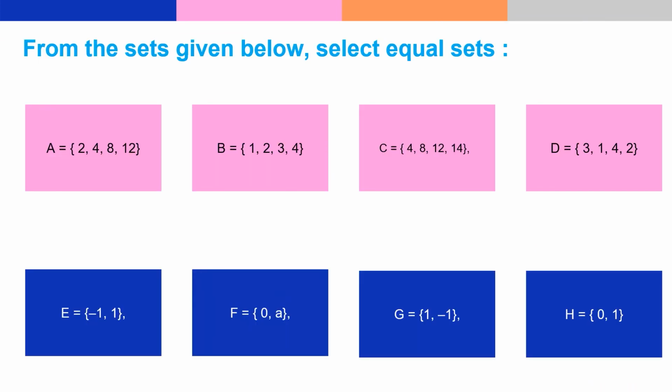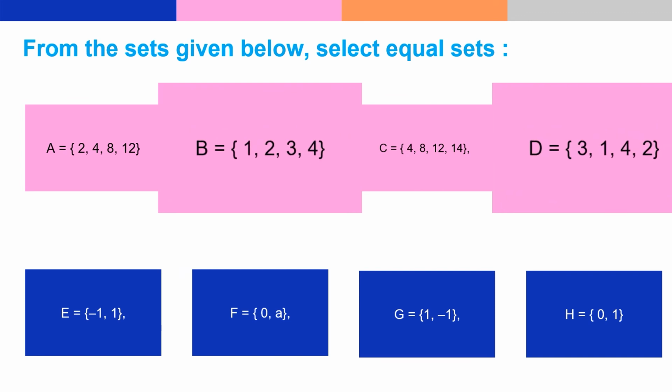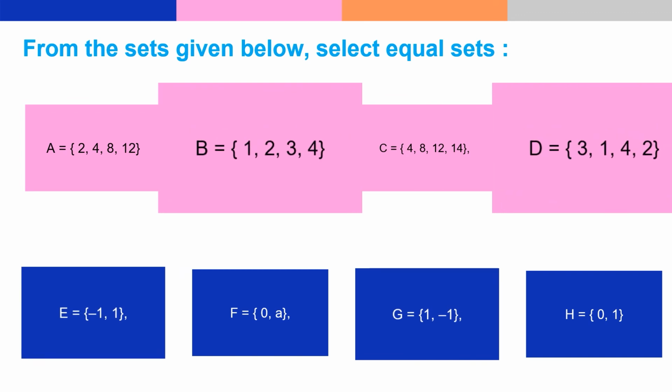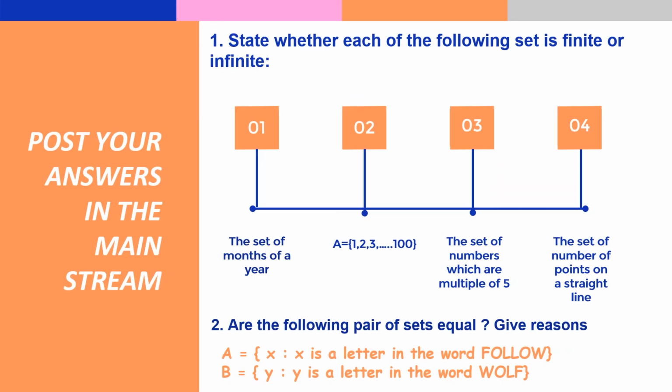Super. Question. From the sets given below, select equal sets. There are 8 sets given to you. You have to select which sets are equal. Just don't see it as pink with blue. You can see it as 8 sets together, and you need to identify which are equal sets. Can you identify quickly? See, if you see B and D, they have equal elements. Yes, all the elements are the same. Similarly, if you see E and G, minus 1 comma 1 and 1 comma minus 1, both are the same, right? So B is equal to D and E is equal to G. Simple?